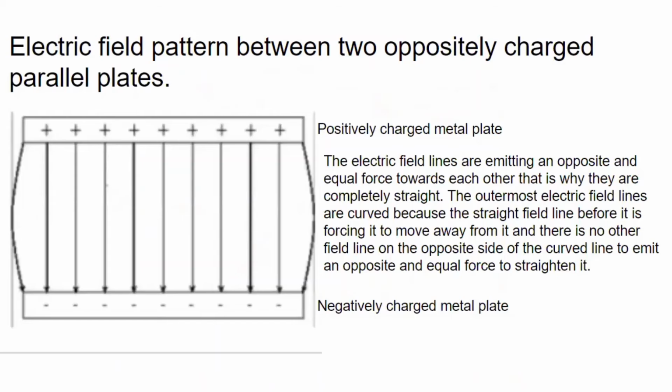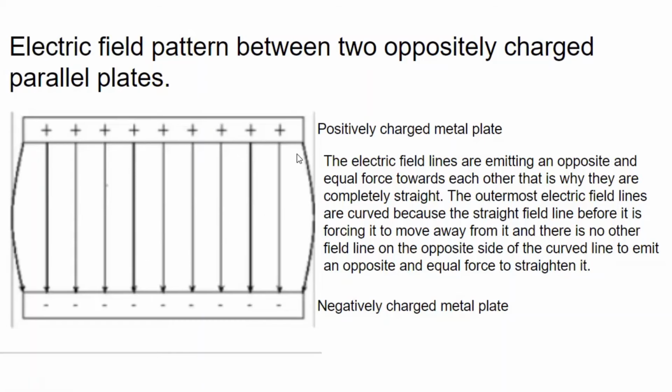The electric field pattern between two oppositely charged plates is that the electric field lines move from the positive plate to the negative plate. As you can see, the lines are all straight in tension. This is because if we take this line, the line to the left of it is emitting an equal and opposite force on this line, and the line to the right of it is also emitting an equal and opposite force on it. This straightens the line.